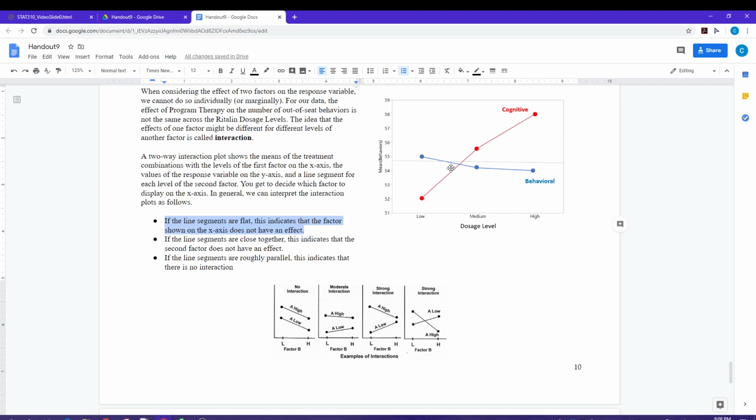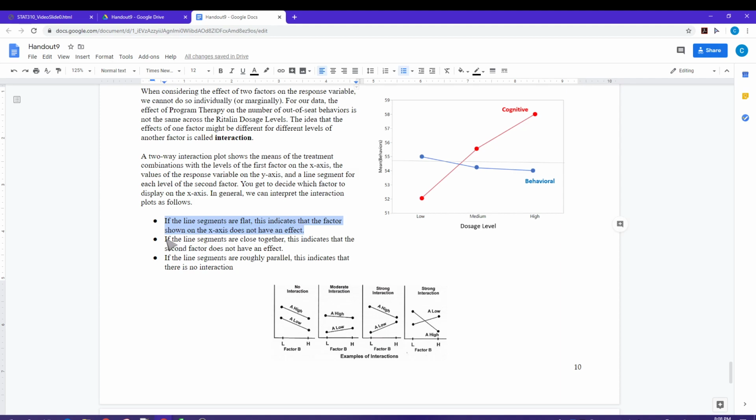Okay, so if that was exactly flat, then there wouldn't really be an effect due to the behavioral program across the dosage levels, or that effect would be the same.